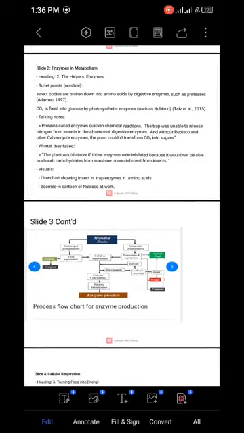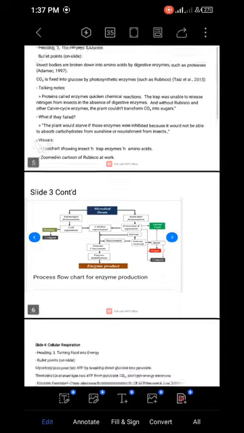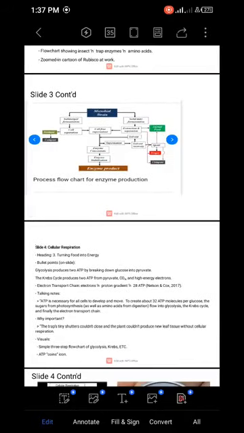Proteins called enzymes quicken chemical reactions. The trap was unable to release nitrogen from insects in the absence of digestive enzymes, and without Rubisco and other Calvin cycle enzymes, the plant couldn't transform carbon dioxide into sugars. The question here is, what if they failed? The plant would starve if those enzymes were inhibited, because it would not be able to absorb carbohydrates from sunshine or nourishment from insects. You can see the visual aspect of it in slide 3 continued: the process flow chart for enzyme production.